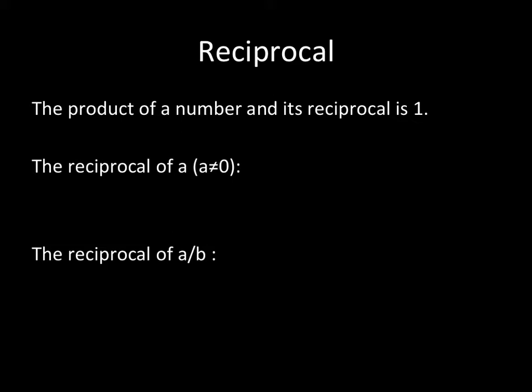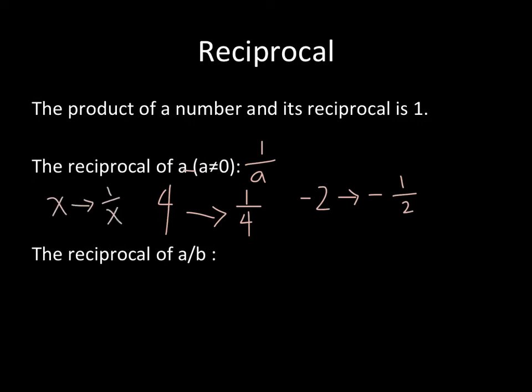To get the reciprocal of a number that's not a fraction, say my a is 4, the reciprocal of a, when a is not equal to 0, is 1 over a. So the reciprocal of 4 is 1 over 4. This works the same for variables and negative numbers. If I had negative 2, its reciprocal is negative, you keep it on the outside, 1 over 2. The reciprocal of x is 1 over x.